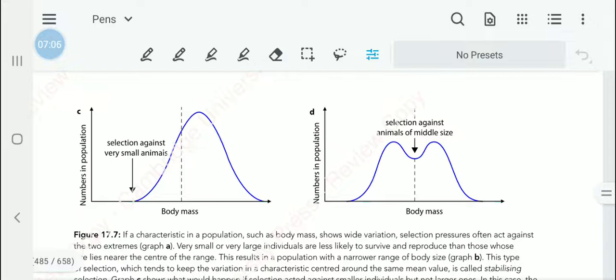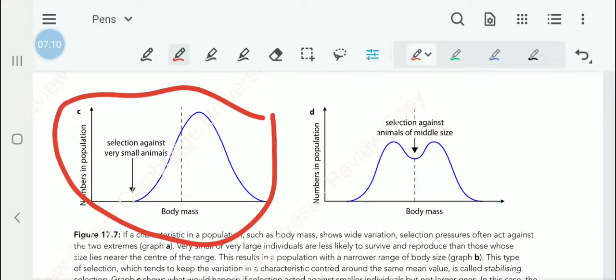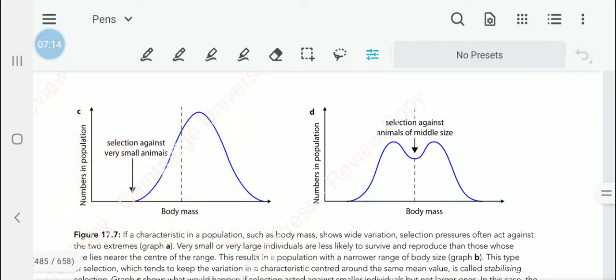Then draw this part C here. Underneath that, write down: as shown above, natural selection acts against very small animals.